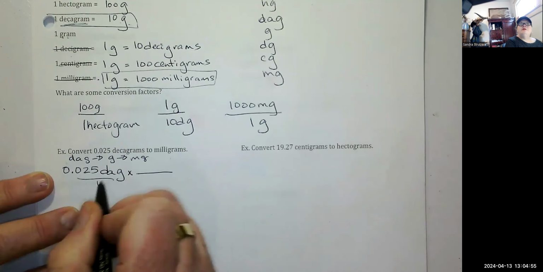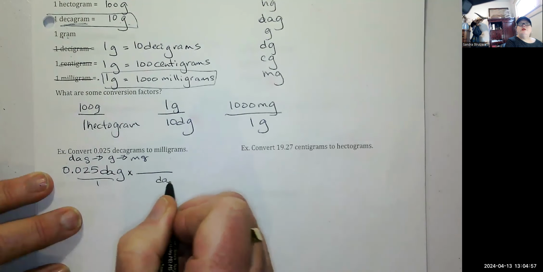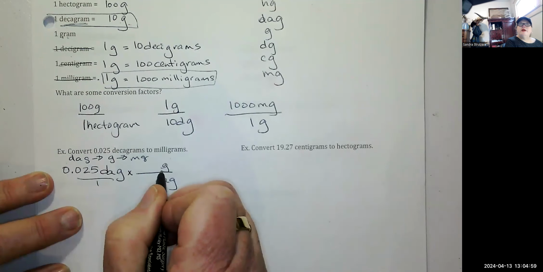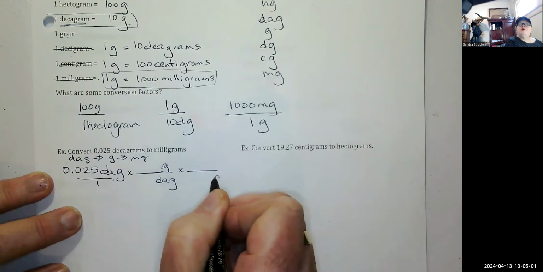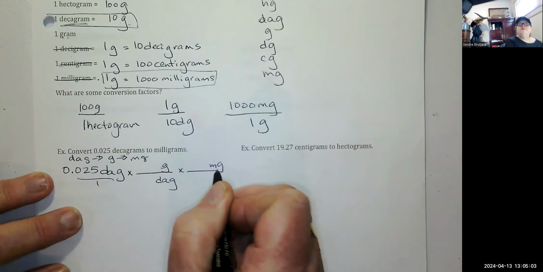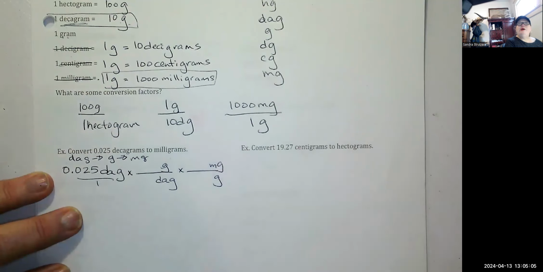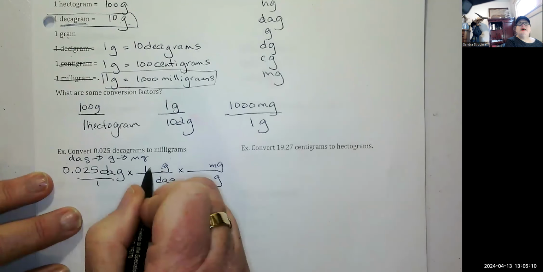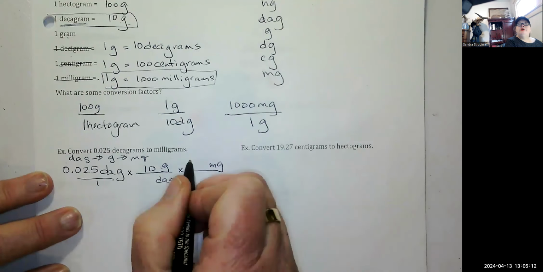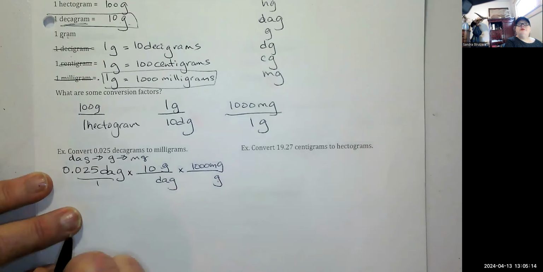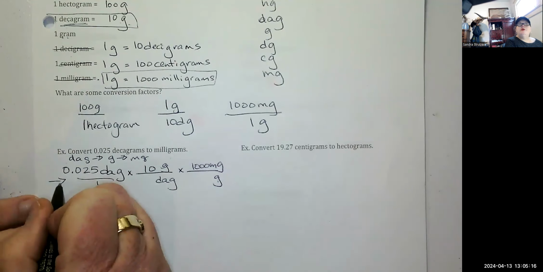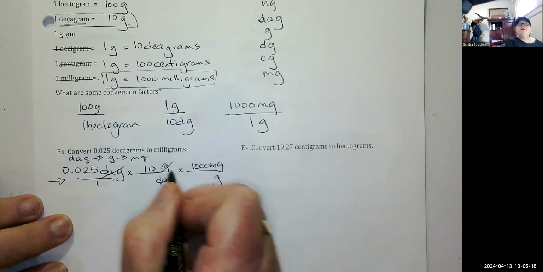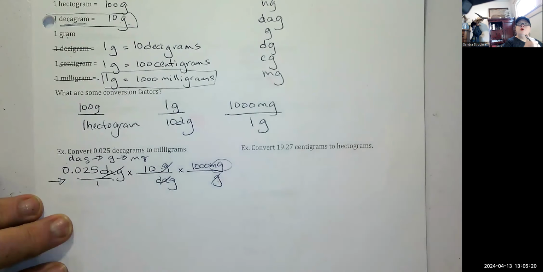So decagrams is in the numerator right now, so I need 1 in the denominator to get rid of it, and that will get me to grams. And then I'm going to get from grams to milligrams. Okay. Now I go back and plug in my numbers. How many grams to decagrams? There's 10. How many milligrams to grams? There's 1,000. All right. When I multiply straight across, my decagrams is gone, my grams are gone. I'm left with milligrams, so I'm golden.